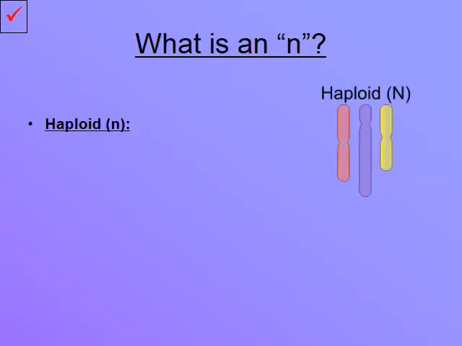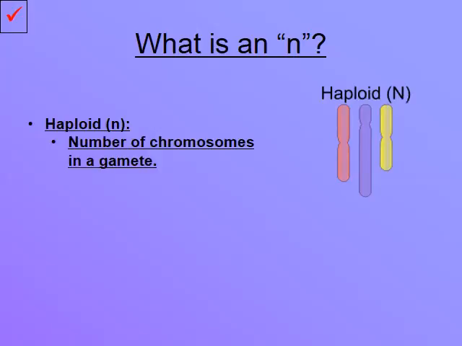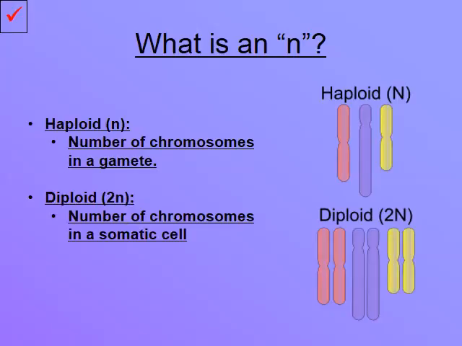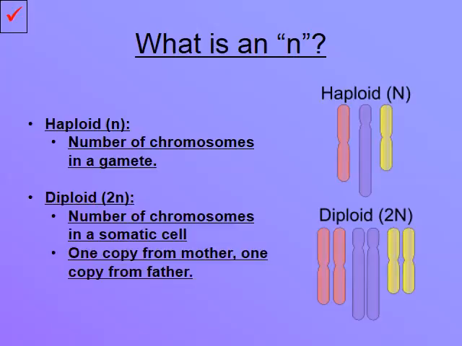So haploid, we're talking about half the genetic material, or the number of chromosomes in a gamete. So the number of chromosomes found in a gamete, in humans at least, is 23. So remember, the haploid condition for human cells is 23 chromosomes. Diploid, or 2N, is the number of chromosomes found in a somatic or body cell. We get one copy from the mother, one copy from the father.